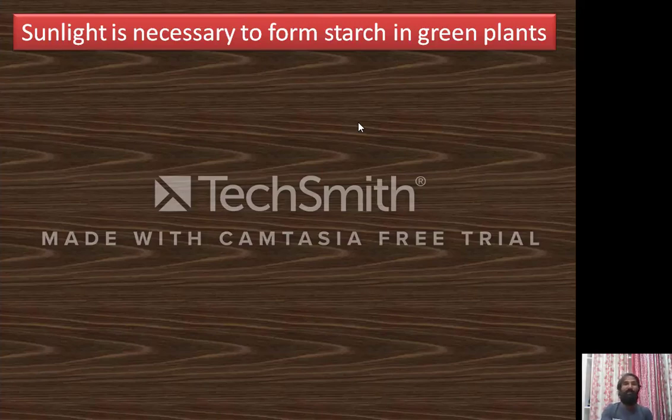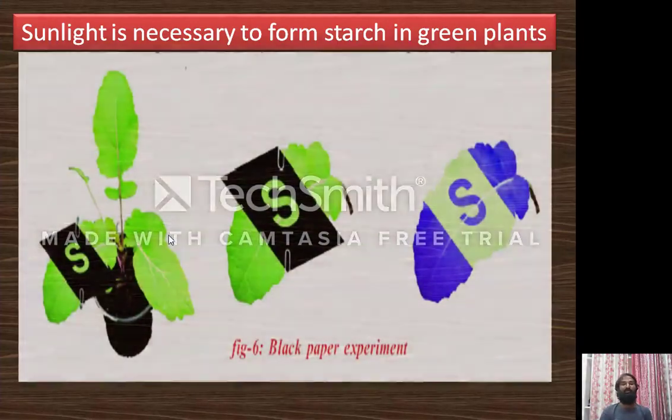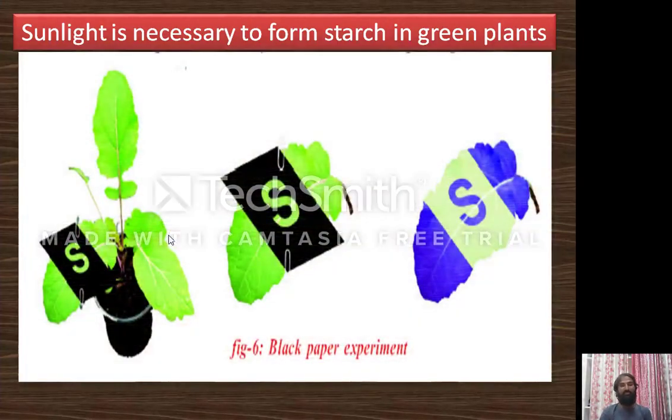For this purpose, what materials do we need? We need a healthy potted plant. We also need black paper, and we also take the screen gauge. The screen gauge apparatus is also present in our lab.